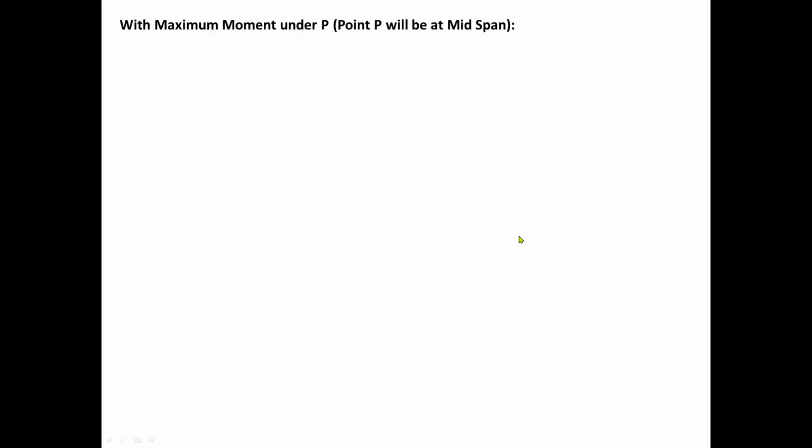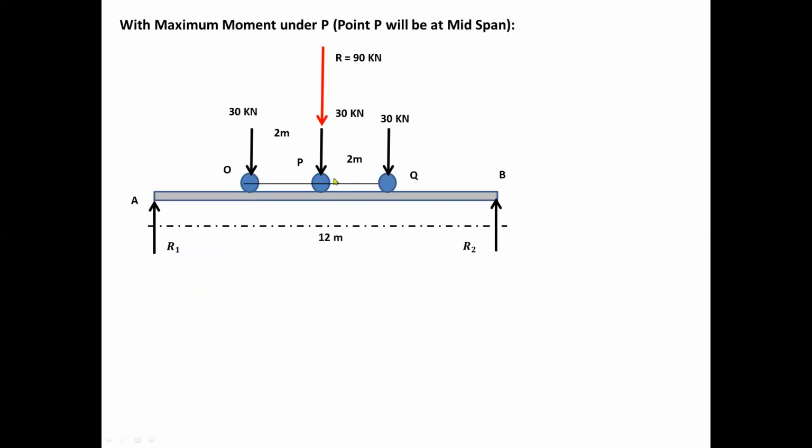Now let's proceed. With maximum moment under P, point P will be at the midspan. So ibig sabihin ang ating center line nasa midspan talaga at nasa gitnang point. It is actually the point P. Now if this is our center line, okay, so if this is 2 meters, I think this will be 4. This is 2 meters, I think the other one is also 4 meters. For a total of 4 plus 2 plus 2 plus 4, we have 6 meters.